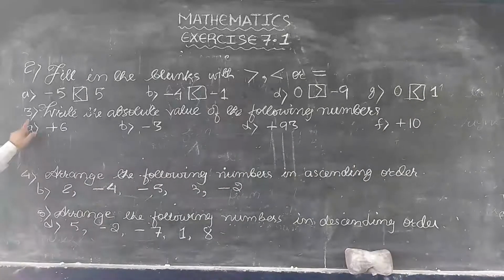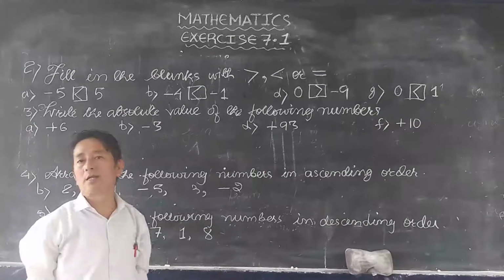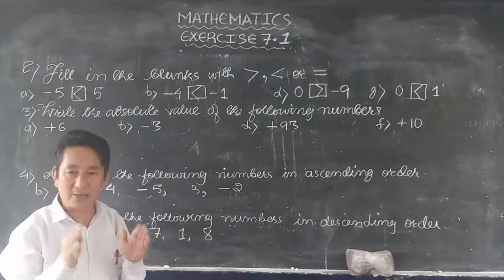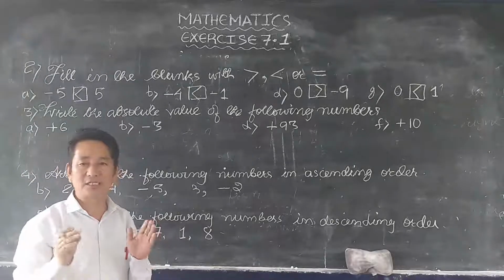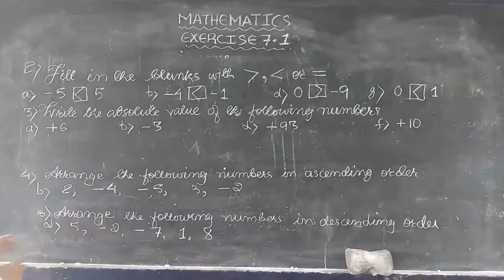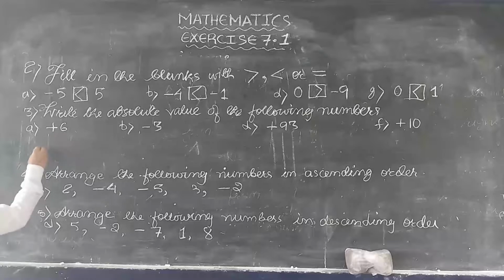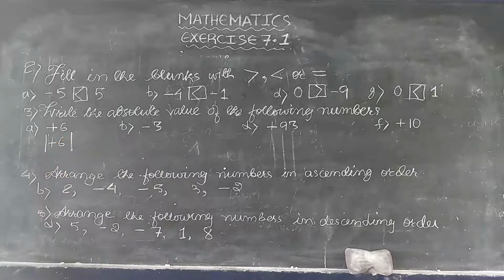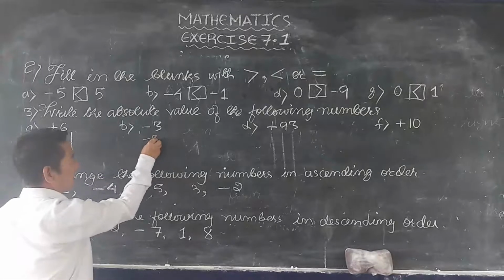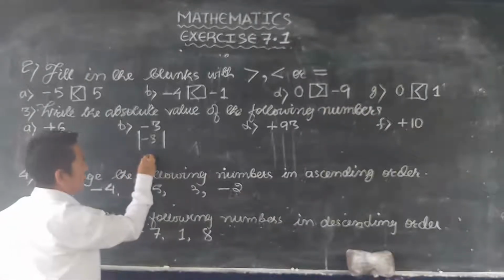Now next here, question number 3. Write the absolute value of the following numbers. Absolute value of a number can be represented by putting vertical lines on either side of the number. As you can see here, these absolute values are always in positive sign. Here, plus 6, we will write vertical lines on either side of the 6 and its value is always positive 6. Now similarly minus 3. We'll write vertical lines on either side of minus 3 and the sign is always positive.